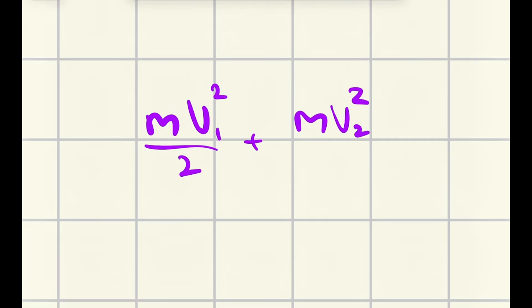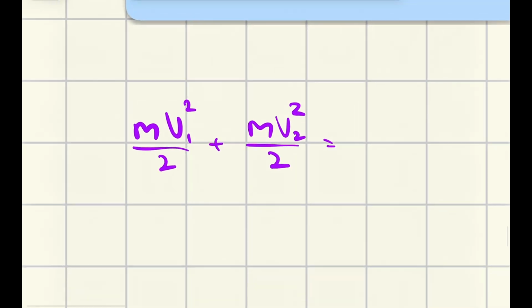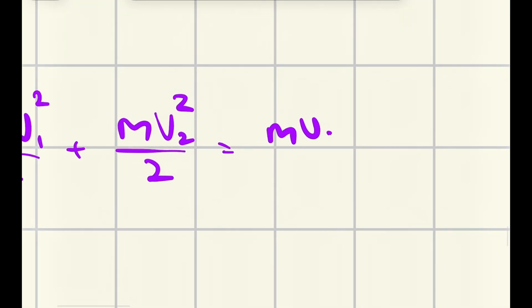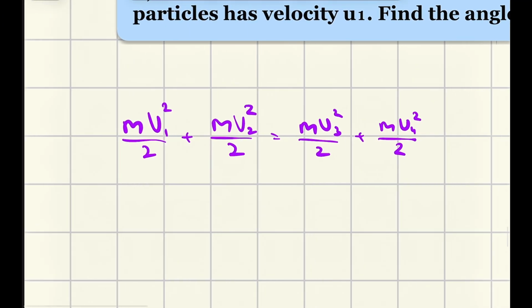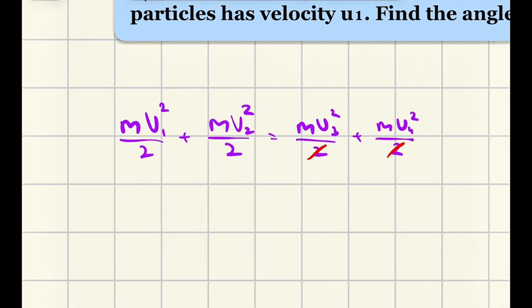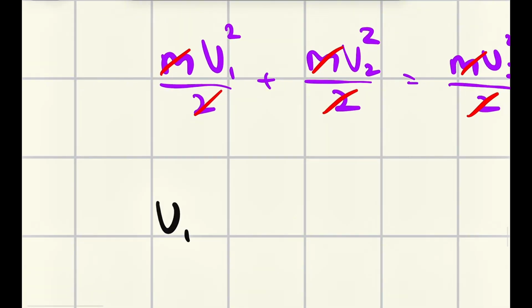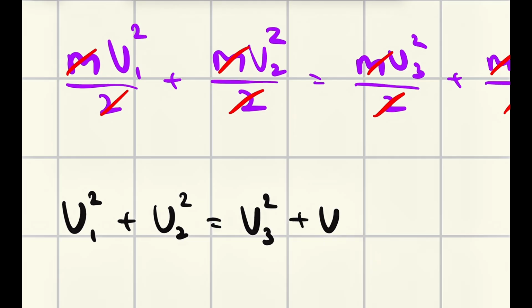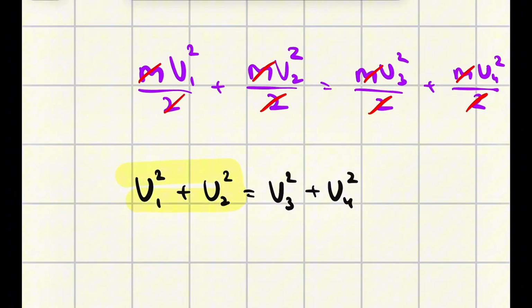Our conservation of energy would be mv1 squared divided by 2 plus mv2 squared divided by 2 equals, because their energies add up, mv3 squared divided by 2 plus mv4 squared divided by 2. And again, as you can see, the common factor 2 cancels out, the masses cancel out, and you can see something very good. This is v1 squared plus v2 squared gives us, as a result, v3 squared plus v4 squared. Remember this thing, this is very important.